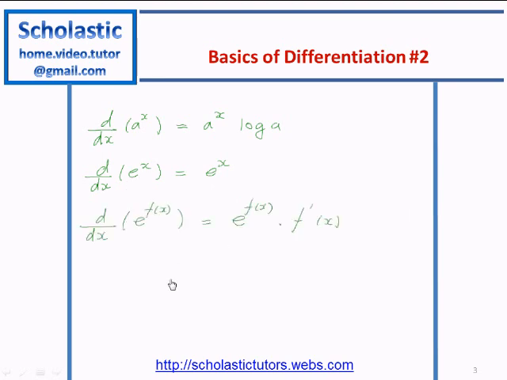Also, instead of x, if you substitute with the function f(x), then d over dx of e to the power f(x) will become e to the power f(x) times f dash x. Again, f dash x is the differential of f(x). Here also we need to know that f(x) should be a differentiable function.